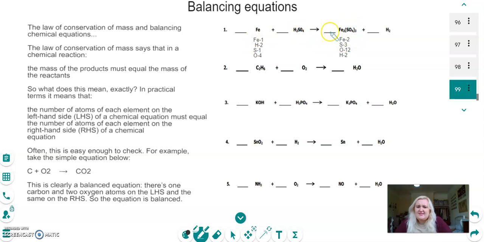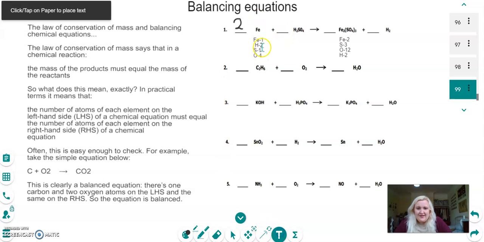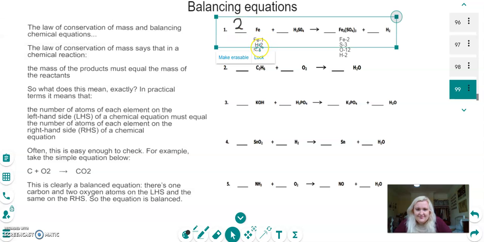So an easy first try is to just put a 2 here in front of this iron, because there's nothing else here. It's just the iron atom. It's not a molecule or anything like that. So when you add the 2, you're not changing anything else. So now, as we've done that, I would recommend going back into your list.